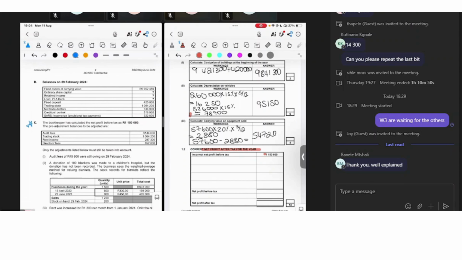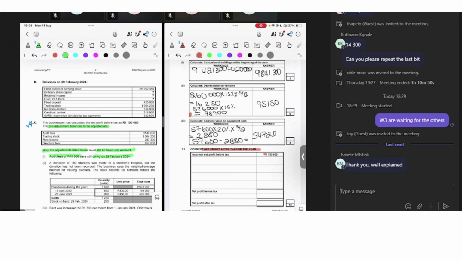We've been given this information in C. The bookkeeper has calculated the net profit before tax as 1,150,000. And then the pre-adjustment balances to be adjusted are as follows. So we're given auditors' fees, trading stock, rent income, and directors' fees. They tell us only the adjustments listed below must still be taken into account. And then they tell us audit fees of 45,600 are still owing on the 29th of February 2024.